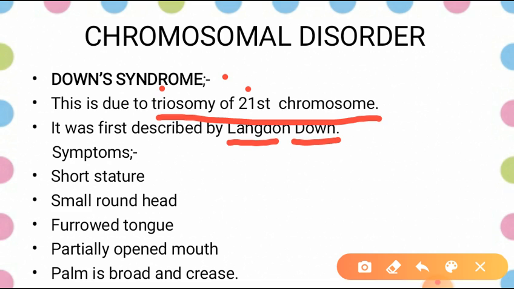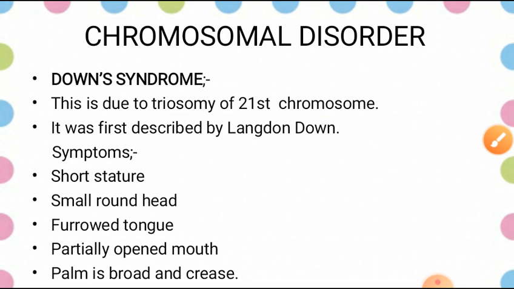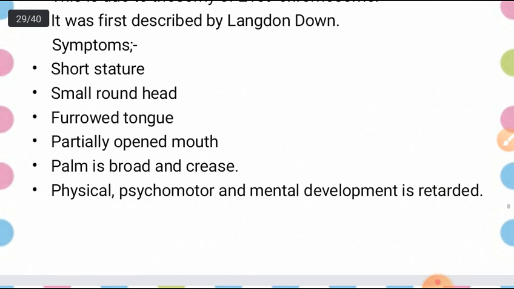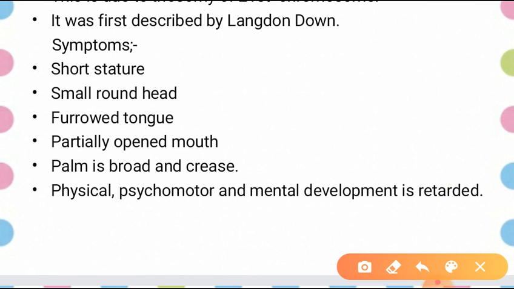What are the symptoms? Short stature. The affected person will be short. They have a small round head, furrowed tongue, partially opened mouth, and the palm is broad and creasy. Creasy means the palm has many creases. And then their physical, psychomotor and mental development is retarded. And Down syndrome can occur both in males as well as in females.